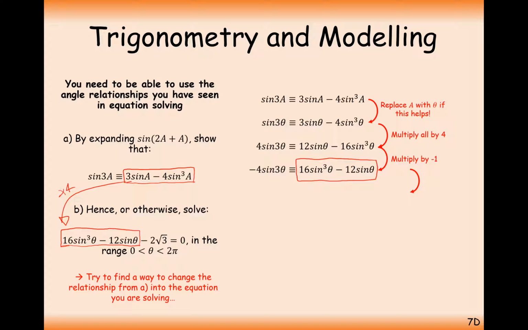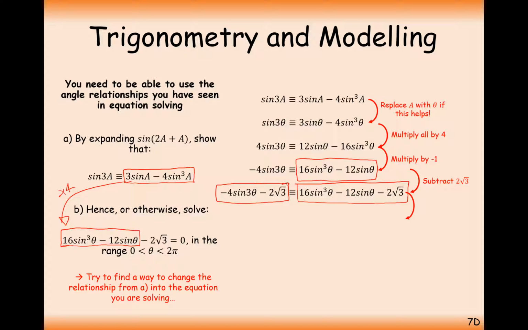So what we can do in our equation is subtract 2 root 3 as well. What we've effectively got here is the equation that we want to solve on the right hand side, and we've shown that it's equivalent to this equation on the left hand side. So as long as we can solve the equation on the left hand side, we've solved the equation on the right hand side. So in this case, this is our equation to solve: minus 4 sine 3 theta minus 2 root 3 is equal to 0.